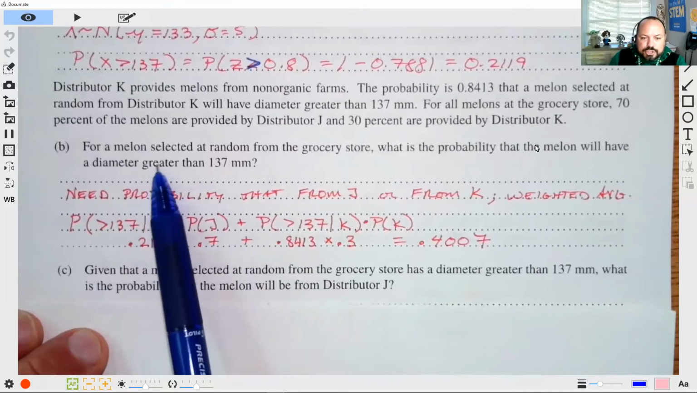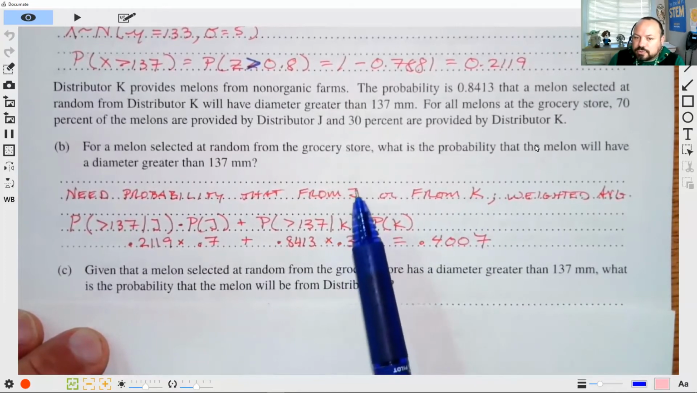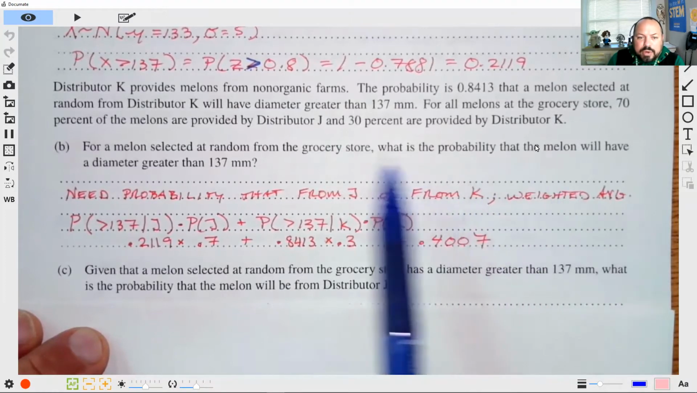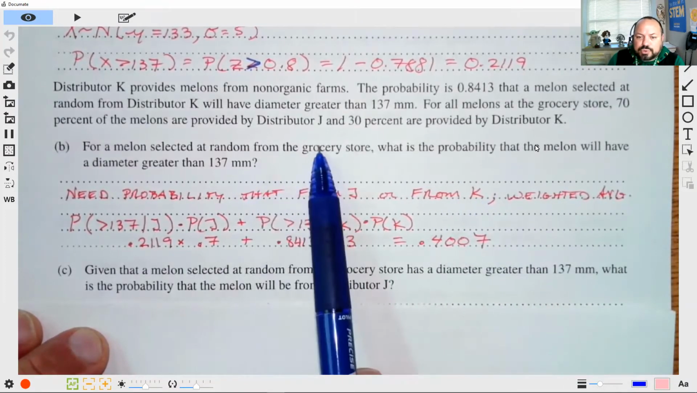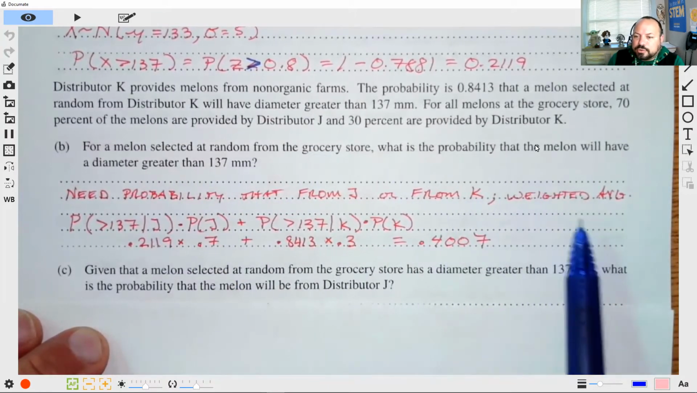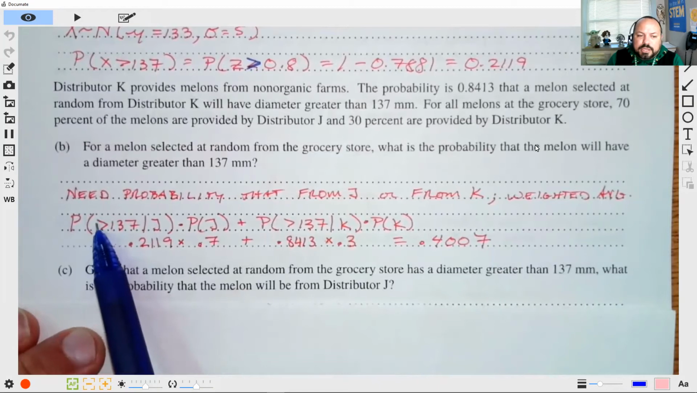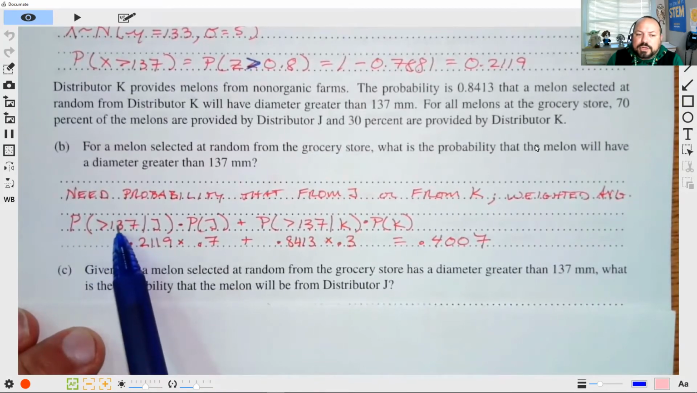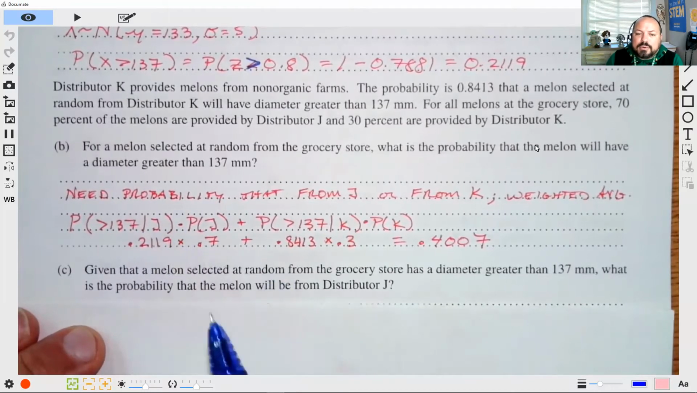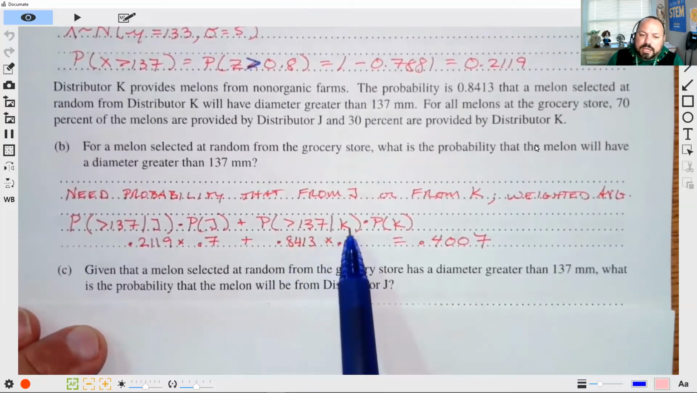For this situation, we need to know whether this random melon from the grocery store is coming from distributor J or from distributor K, so that we can figure out our probability, which means we need a weighted average essentially. So we have to figure out, what's the probability of being greater than 137 millimeters in diameter, given that I come from J? And what's the probability that I'm greater than 137 millimeters in diameter, given that I come from K?